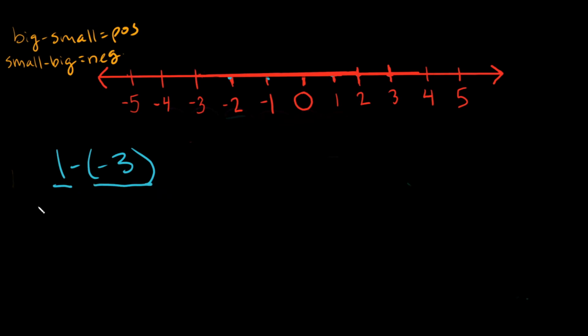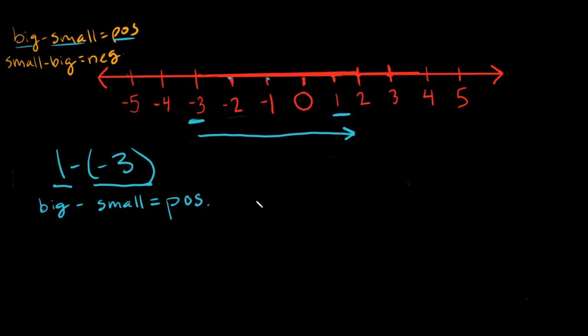Those are our two numbers. Okay, which one's big, which one's small? So we have 1, -3. Okay, so 1 is big because it's further to the right. So we have a big minus small situation. Big minus small, according to our golden rule, is equal to positive. Okay, so we should get a positive answer.